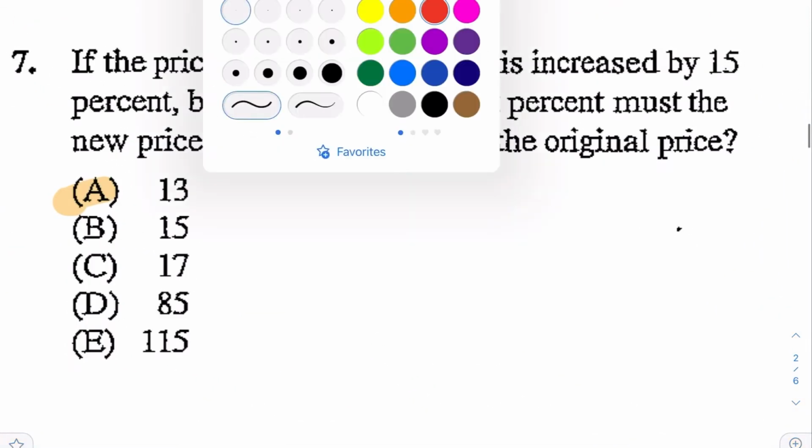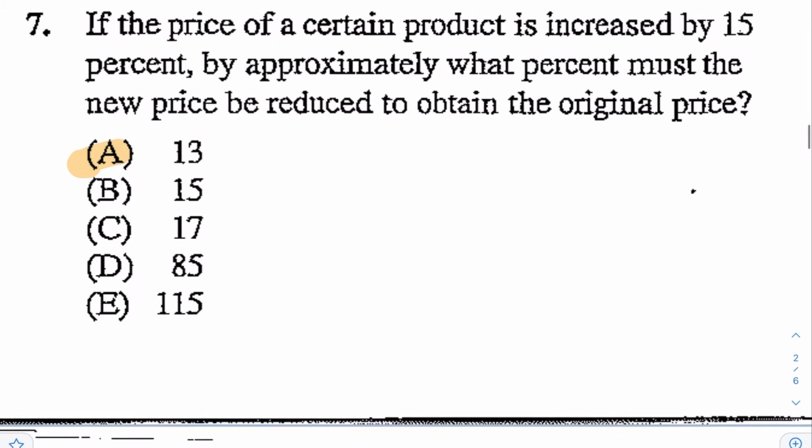Oh, and we have to do number 7. If the price of a certain product is increased by 15%, by approximately what percent must the new price be reduced to obtain the original price? All right, so here you increase something by 15%. So you could just pretend something costs $100. If you increase or add 15%, well, 15% of 100 is just 15, so it will cost $115 now.